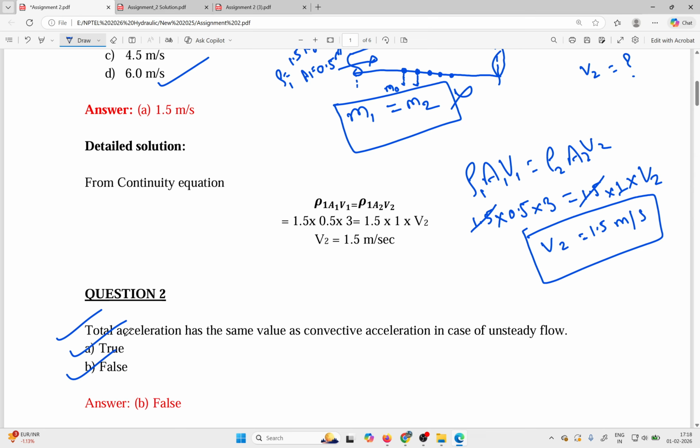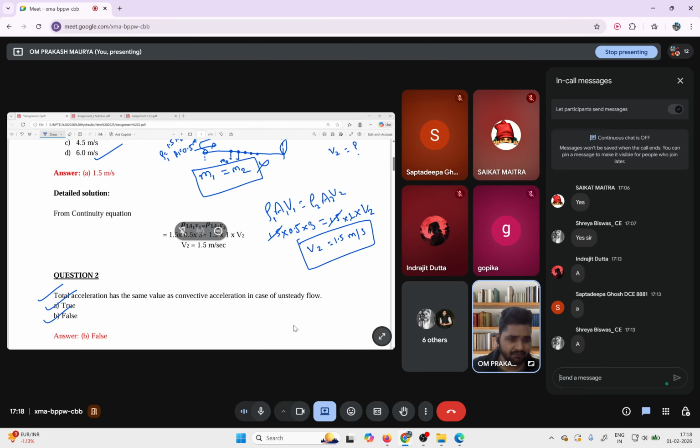Anyone can write in the chat box? First you have to write what total acceleration means. I'm waiting in the chat box, anyone can write. Please just remember, this is not our exam hall. If you do not know, you can Google, you can use Chat GPT, whatever. Because this is not your class, you have to solve the questions here anyhow.